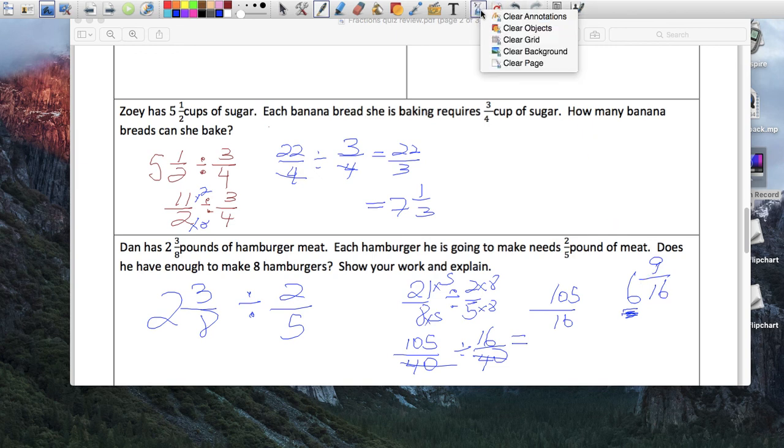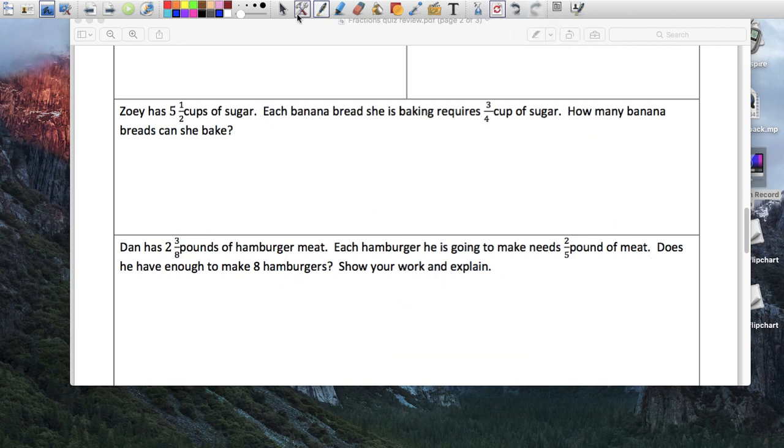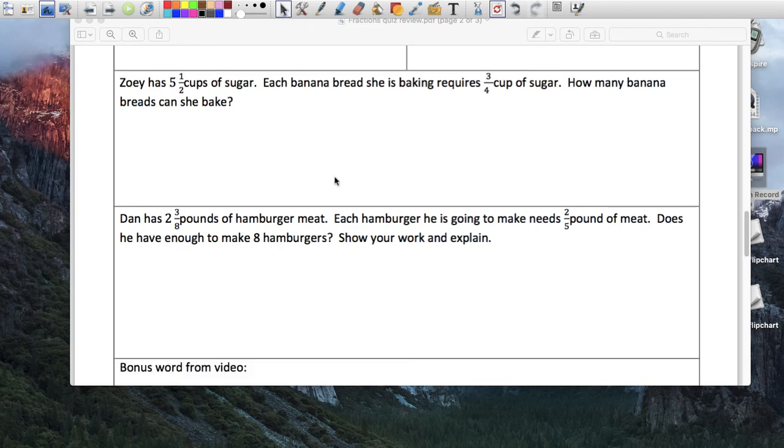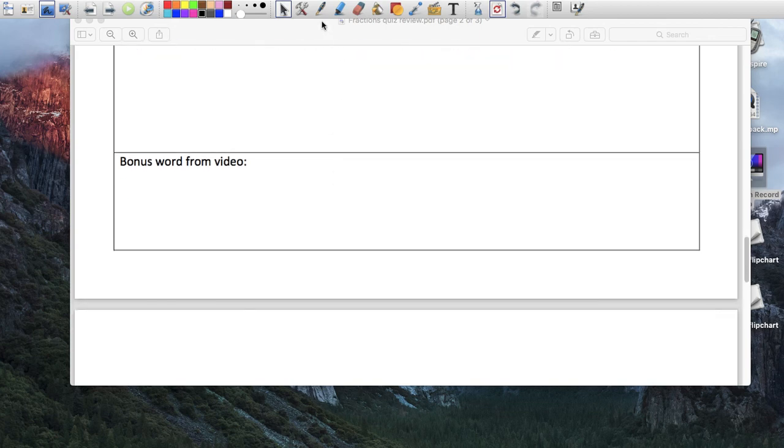So I will definitely use the examples we used in class. So make sure you go over that, all the sheets, all the handouts. And the bonus word. Ugh.